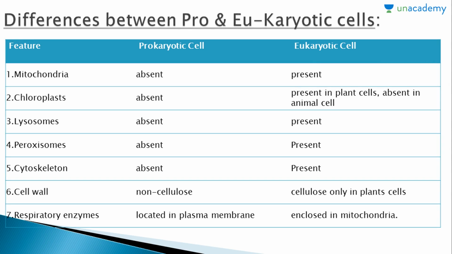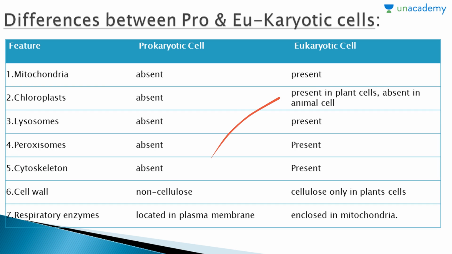Next we have cell organelles like mitochondria, chloroplast, lysosomes, peroxisomes, and the cytoskeleton. All are absent in the prokaryotic cells. Only the chloroplasts are absent in animal cells also, but these are present in plant cells only. So all these other things, that is mitochondria, lysosomes, peroxisome and cytoskeleton, are present in eukaryotic cell, which are absent in prokaryotic cells.